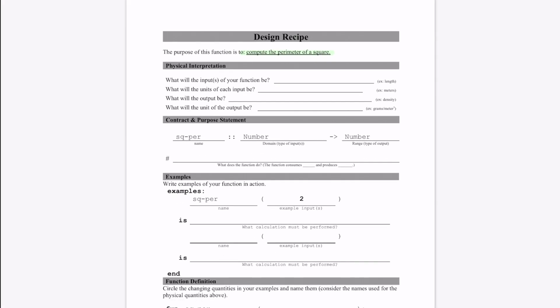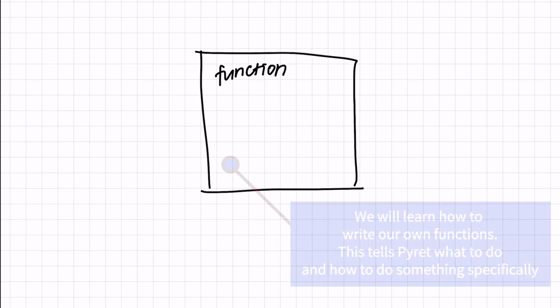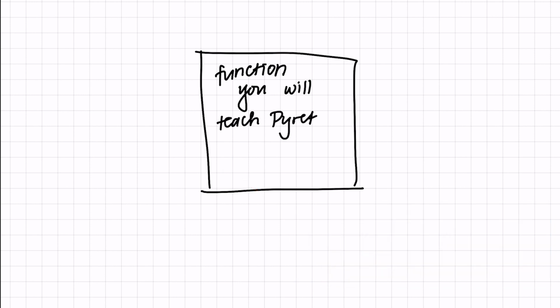All right, so we are going to design our own function, and we can call that function any name because Pyret doesn't know. We're going to tell Pyret what it's called. This is the part where we're learning how to write our own functions, and we're going to tell Pyret what to do and how to do it specifically.